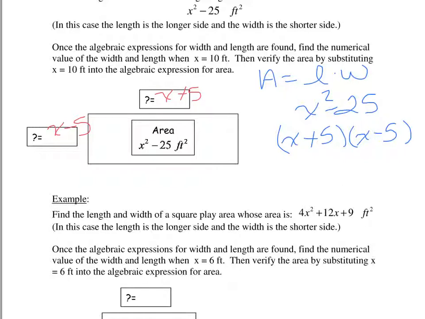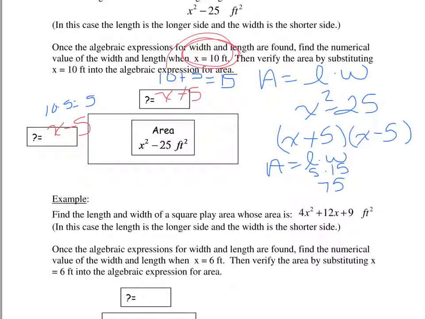So if x equals 10, which is what's coming from here, we'll substitute 10 in here for length, and that will give us a length of 15. We'll substitute 10 in here for width, and that will give us a width of 5. So length times width would be 5 times 15, or 75.